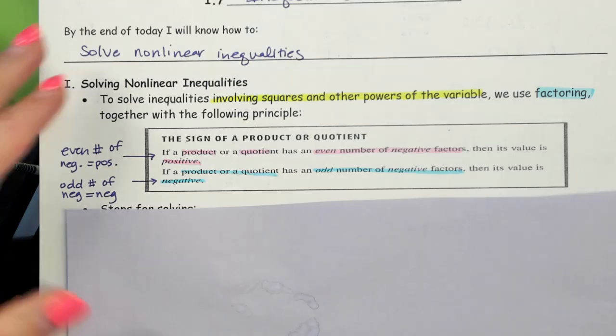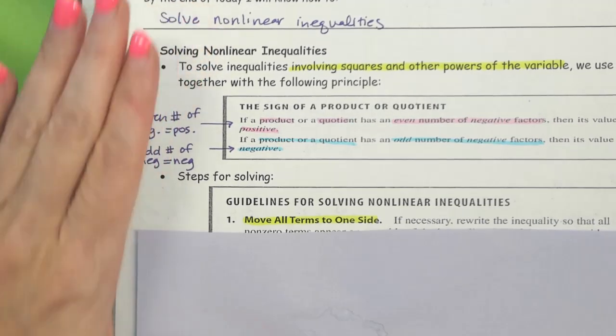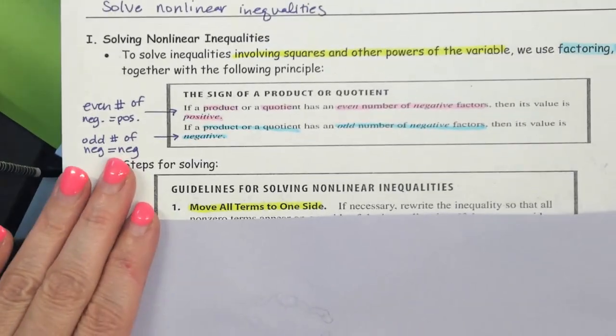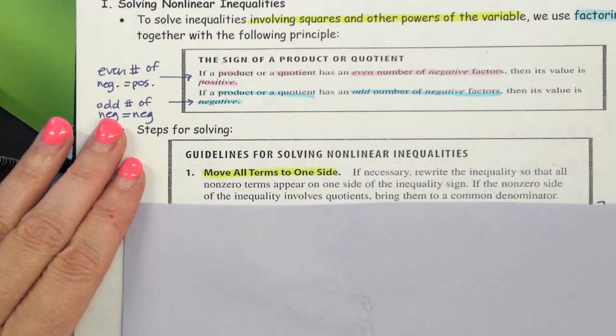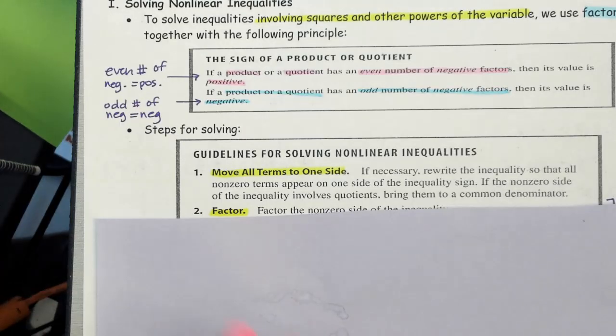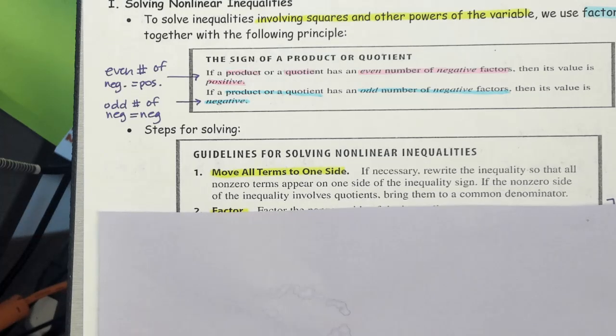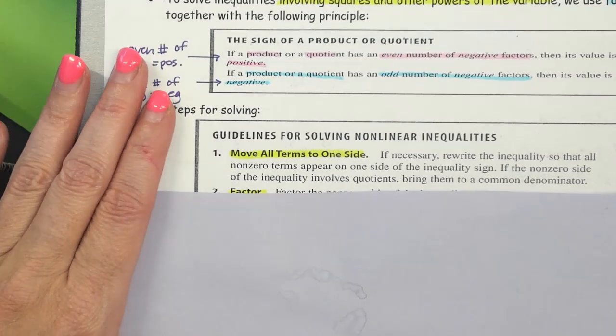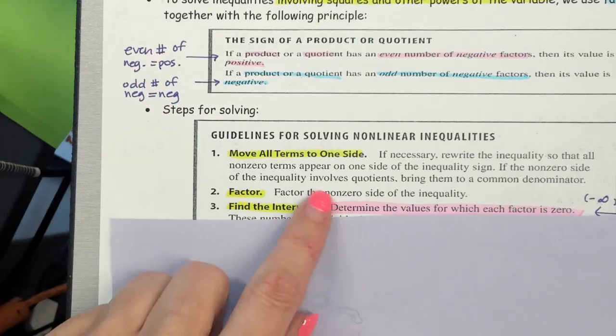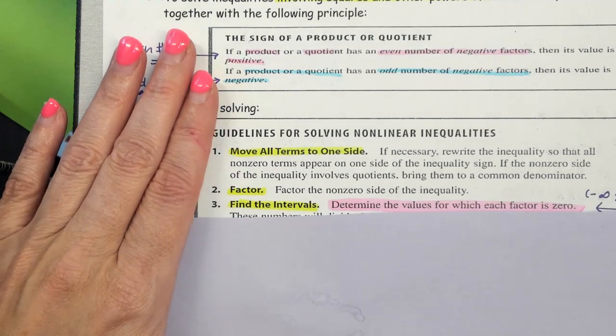Okay, so one thing I do really like about this book is they will give you some guidelines, which are really just steps to solving. So the first thing we're going to do is move all the terms to one side. Okay, and it's saying that if you do have an inequality that involves a quotient, which is just a rational function, you do have to make sure you have a common denominator. So we're going to practice that. And then you are going to factor the non-zero side of the inequality.